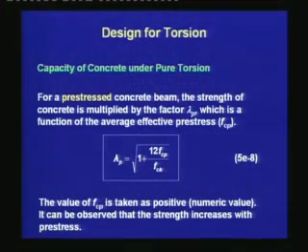Hence, in presence of prestressing force, the strength of concrete is increased by multiplying by a factor lambda p, which is a function of the amount of prestressing force at the level of CGC. Lambda p is given by the expression lambda p is equal to root over 1 plus 12 fcp divided by fck. The value of fcp is taken as positive, that is, only the numeric value is considered. It can be observed that the strength increases with prestress. Thus, here we are taking into account the effect of the prestress in the strength of concrete.